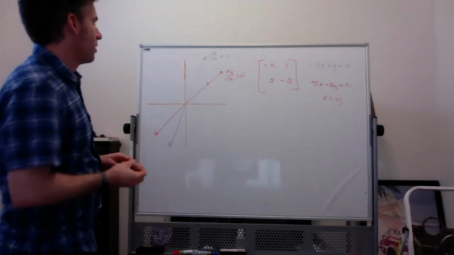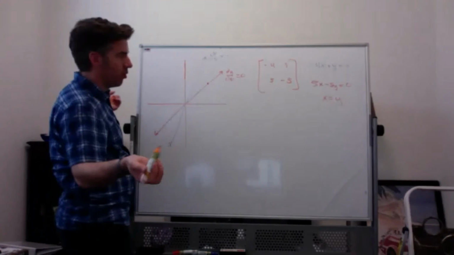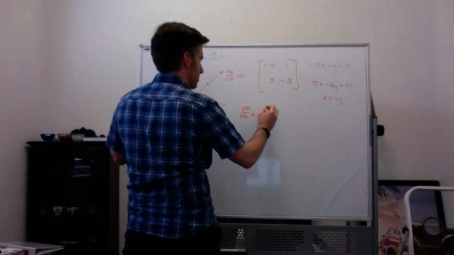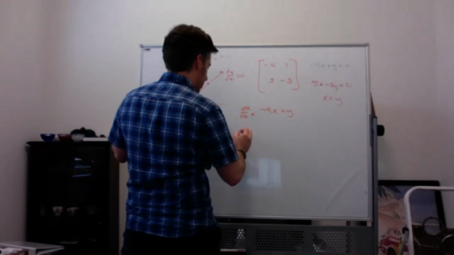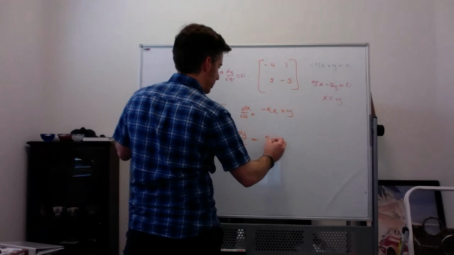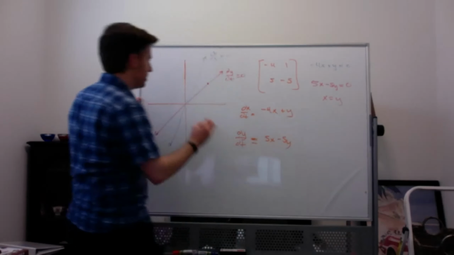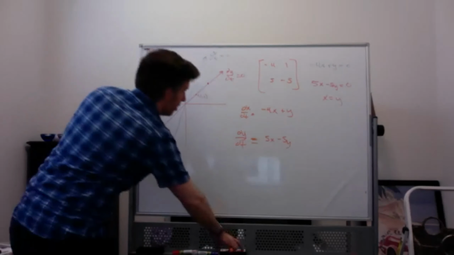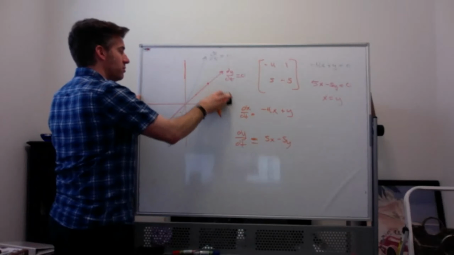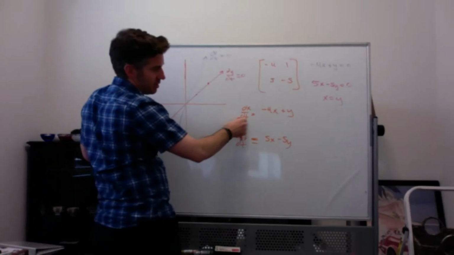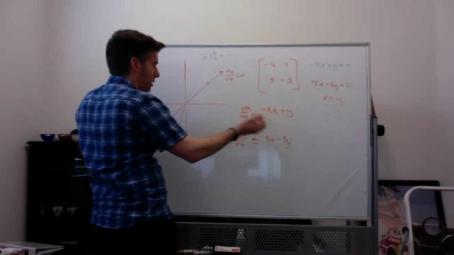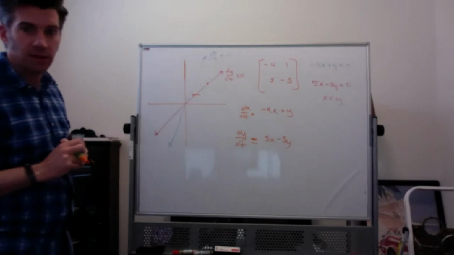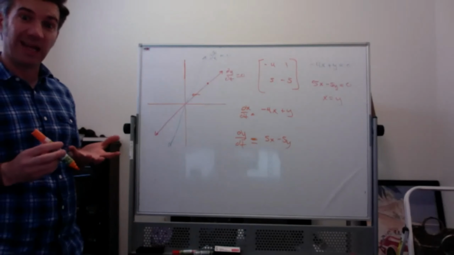So let's test the point (1, 1). Again, these are my equations: dx/dt equals negative 4x plus y, and dy/dt equals 5x minus 5y. If I test the point (1, 1), which is actually on that null line, I know the arrow is going to be purely horizontal. Then we get dx/dt equal to negative 4 plus 1, which is negative 3. So at that point, the arrow should be pointing to the left because dx/dt is negative.